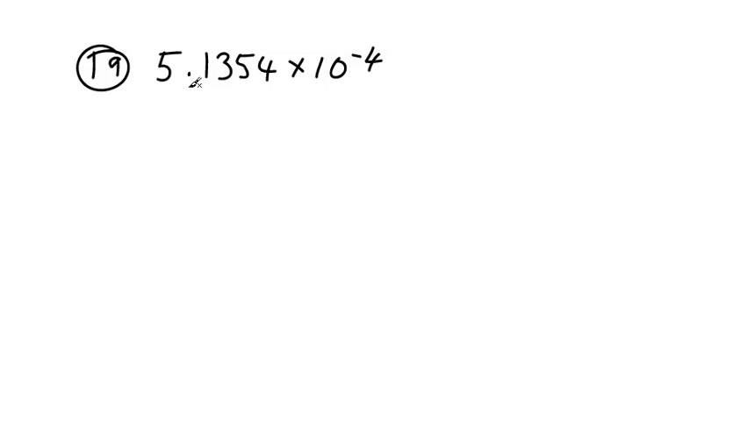It would get bigger. And this negative sign reminds us that we're going to end up with a smaller number. And the 4 tells us how many jumps. So to make it smaller, we move to the left. 1, 2, 3, 4. So our point ends up right there.